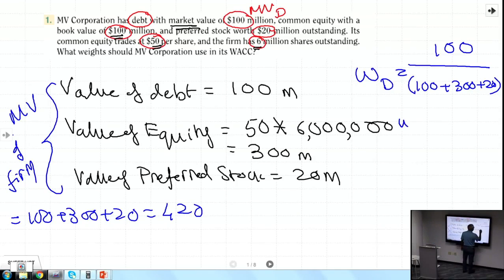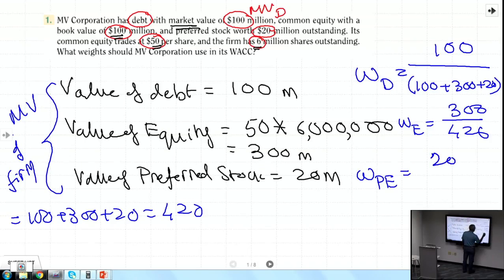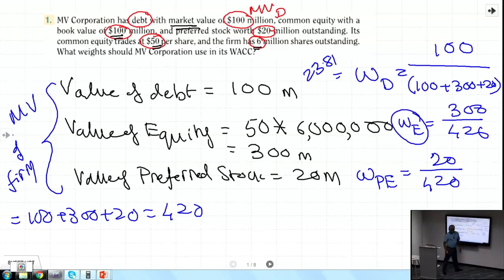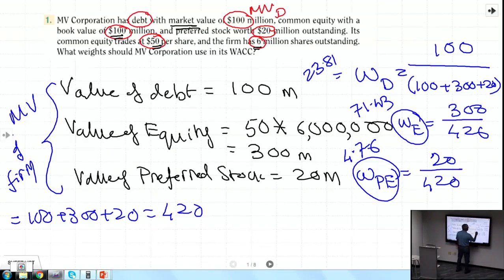So then we can calculate weight of equity, which would be 300 over 420, and then weight of preferred equity, which would be 20 over 420. So this is weight of debt is 23.81. Weight of equity is 71.43. And weight of preferred equity is 4.76. Okay, so that's pretty straightforward calculating the weights.